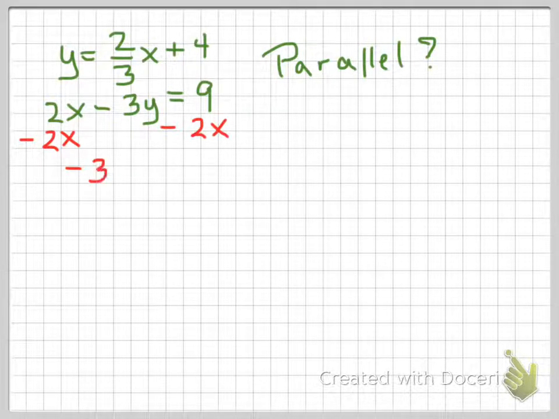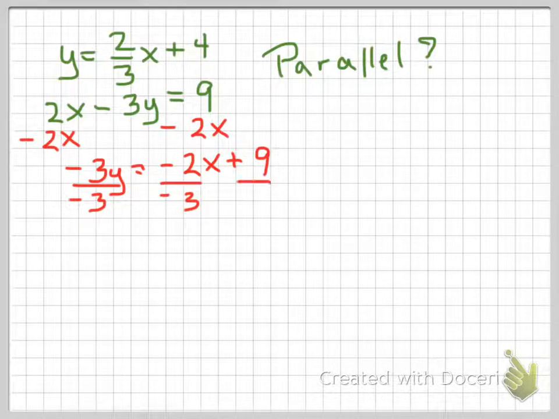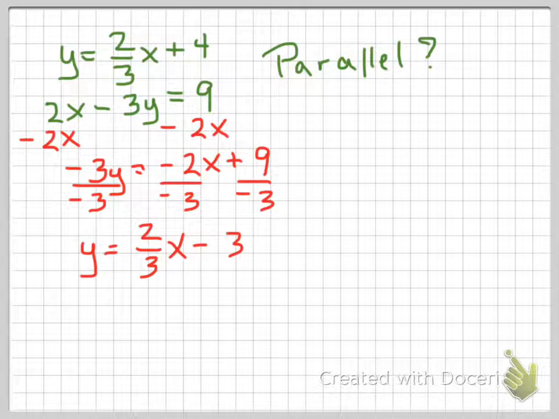That gives me -3y equals -2x plus 9, and dividing each term through by -3, I get the equation y equals, negative divided by negative would be positive, 2/3 x minus 3. And my question is not what the graph looks like, but whether or not these two lines are parallel. I can see the first line has a slope of 2/3. The second line also has a slope of 2/3. So to this question, are they parallel or not parallel? I would say yes, they are parallel.